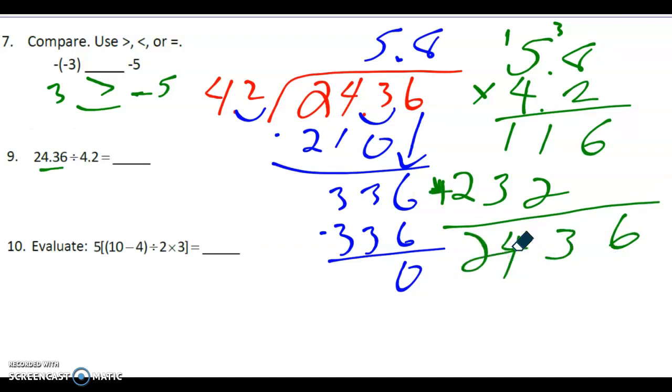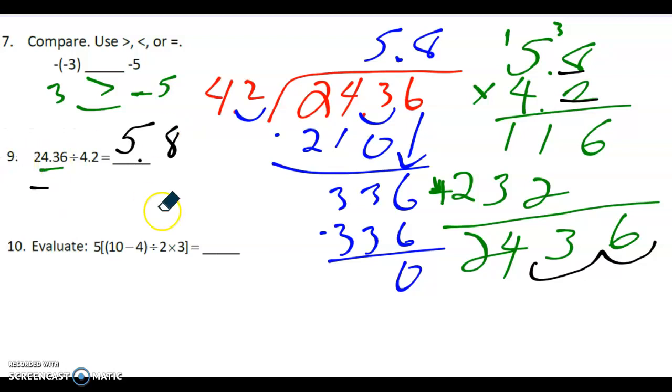And then again, remember with multiplication, I know that I'll have 2 decimal places in this product or this answer to a multiplication problem because there are 2 places behind the decimal. So 1, 2, which gives me that same 24.36. So I know that my answer is correct. 24.36 divided by 4.2 is 5.8.